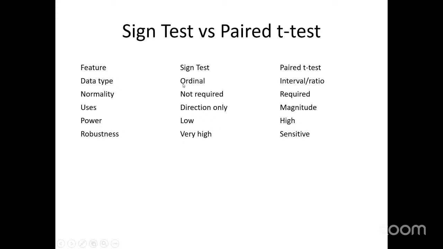The robustness is very high in the sign test because we can deal with outliers, but the t-test is sensitive to outliers. Hope this comparison is clear.